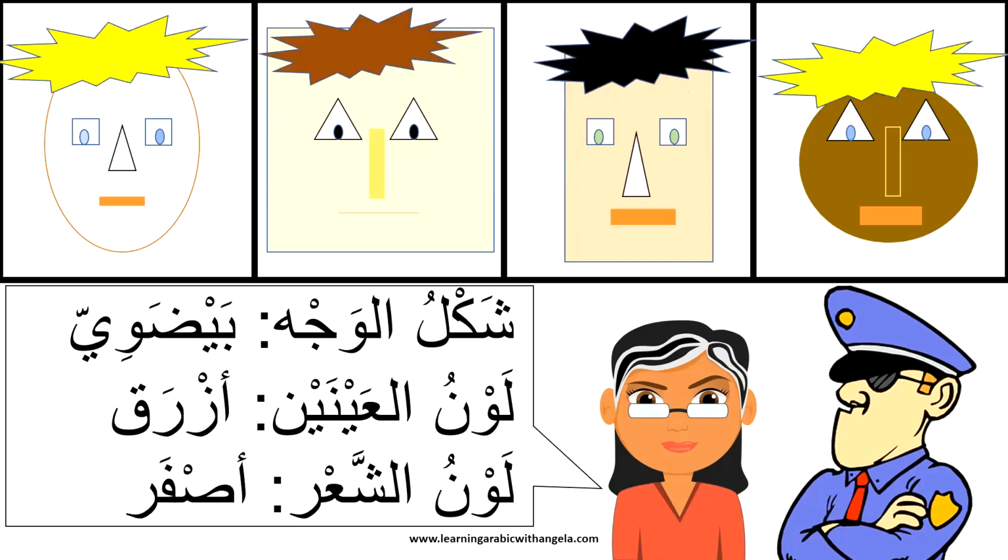Okay. The next one. شكل الوجه بيضاوي. So we're looking at an oval or like an egg shape. يعني like an egg مثل البيضة. لون العينين أزرق. So the color of the eyes is blue. لون الشعر أصفر. So the color of the hair is yellow. So بيضاوي. هذا هو. Okay, we can't have this one. هذا مربع. هذا مستطيل. هذا دائري. لون العينين أزرق. لون الشعر أصفر.